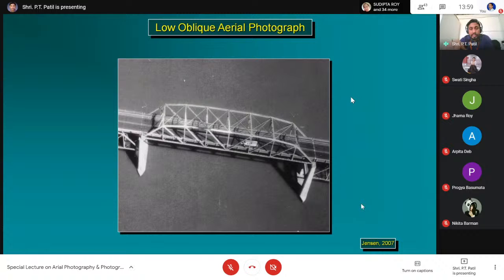If it is vertical, then shadows are not that visible, and if shadows are not that visible, then we are unable to interpret the depth or height of that particular object. So sometimes, in order to identify the depth and height of an object, the oblique aerial photograph plays a very important role.